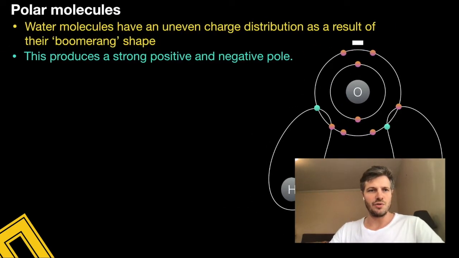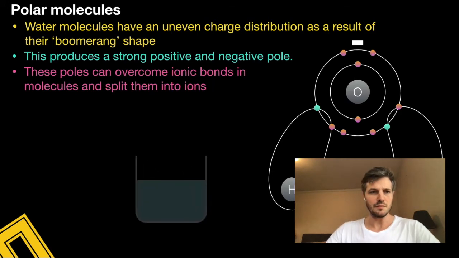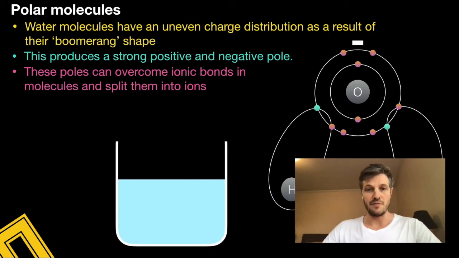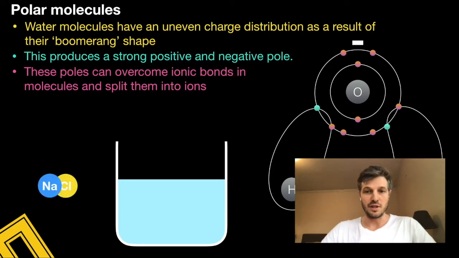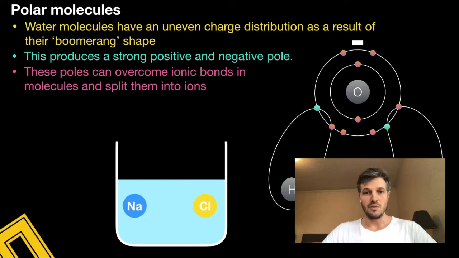So this produces a really strong positive and negative pole, and having those two charges on either end of the poles, it has the ability to pull apart other ionic molecules into their original ions. So essentially we have water here, and we've got some salt, NaCl, and we all know what happens when we put salt in water. It dissolves. So what happens is it moves in, and those ions get pulled apart by those polar molecules, and you end up with the ions floating in solution.